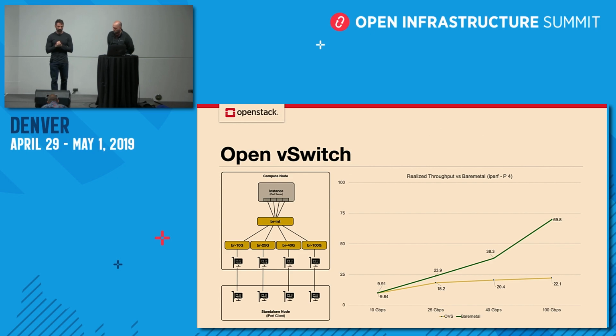The point here was the results we got were very, very similar to that of a LinuxBridge test. At 10 gig, we saw basically 10 gig. At 25 gigabits per second, we saw an increase to 18. And then that same taper, where it levels off at 40 gigabits per second, we saw 20. And at 100 gigabits per second, we saw 22.